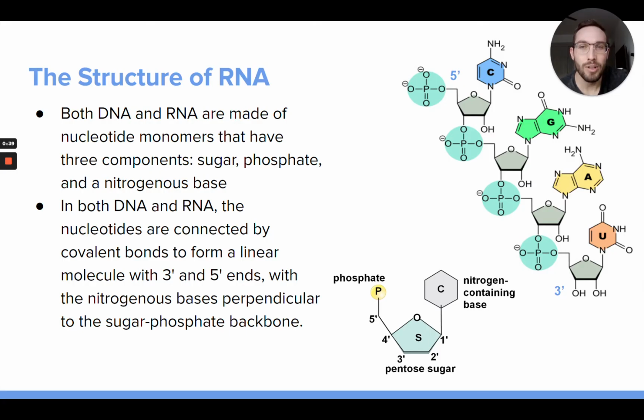Real quick, though, let's go over the structure of RNA, which all of this should hopefully be a review of stuff we've learned before. RNA, just like DNA, is a nucleic acid. It's a polymer of nucleotides. So it's a bunch of nucleotides bonded again and again and again. The nucleotides that make RNA are just like the ones that make DNA with some minor differences, but they have a pentose sugar, a phosphate group, and a nitrogenous base. And then there's a 3' and a 5' end, just like DNA.